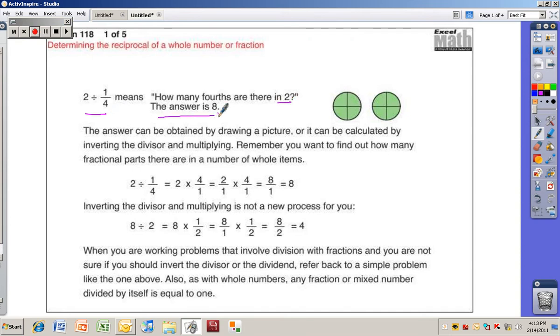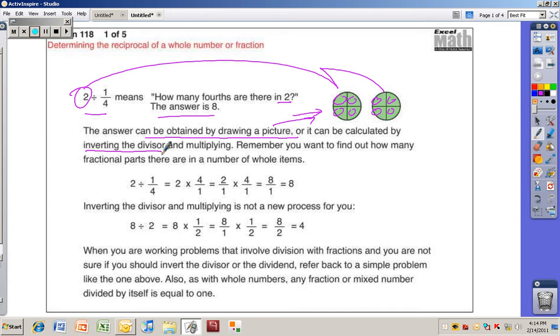The answer is 8. Here's a picture of this. 2, that's 1, 2, divided by fourth, or divided into fourths. 1, 2, 3, 4, 5, 6, 7, 8. There are 8 fourths in 2, so the answer is 8. The answer can be obtained by drawing a picture like you see here, or it can be calculated by inverting the divisor and multiplying. The divisor is the second number in a division problem.